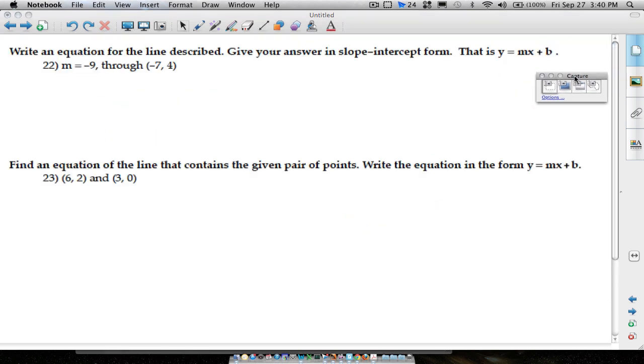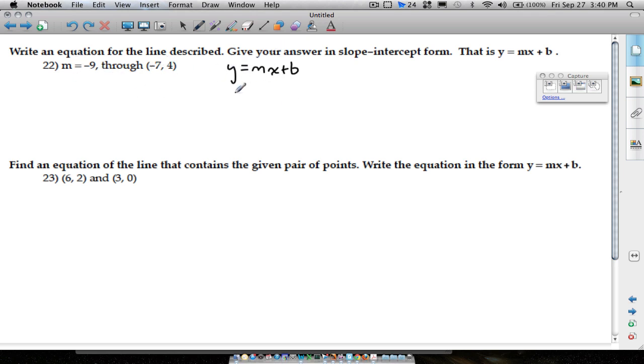22. All right, write the equation for the line described. Give your answer in slope-intercept form. That means we want to use that y equals mx plus b. Well, that's what we use anyway to find equations of lines. So let's plug in the information that we have given.